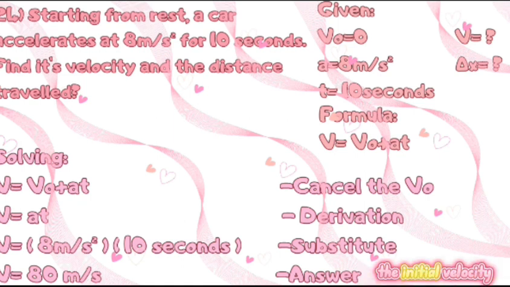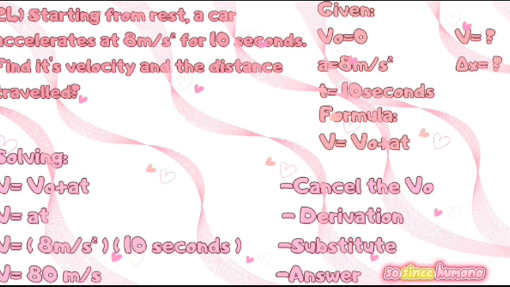So let's cancel the initial velocity since it is 0 in the given. And the final formula that we're going to use to find the final velocity is equal to acceleration times time. Now let's substitute. Our acceleration is 8 meters per second squared. Our time is 10 seconds. So we multiply these two. 8 meters per second squared times 10 seconds is equal to 80 meters per second. One of the seconds cancels out since they are the same. So our final velocity is 80 meters per second.